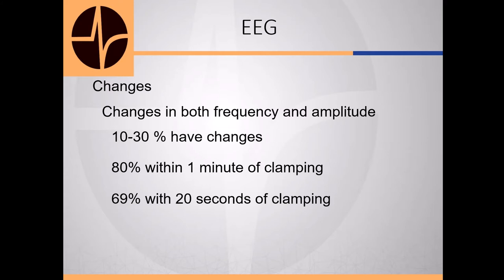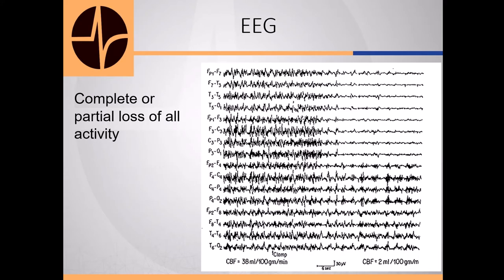69% within 20 seconds of clamping. So here is complete or partial loss of all activity. The cerebral blood flow was only 38, which is pretty low. But there's EEG. They place the clamp. This is 6 seconds here. So this is about maybe 15 seconds, less than 20 seconds.